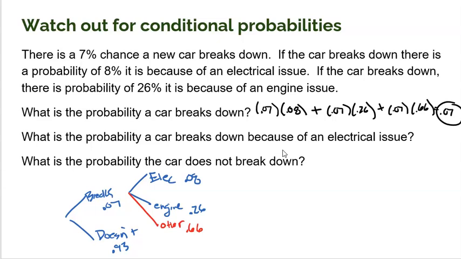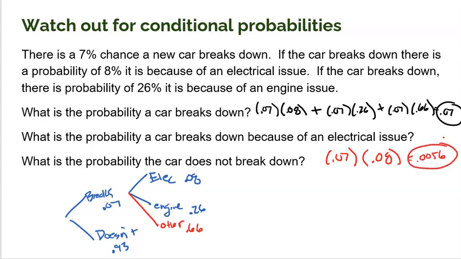All right, what is the probability a car breaks down because of an electrical issue? Now, this is very specific. This would be breaks down because of an electrical issue. It's got to break down first and then be because of an electrical issue. 0.07 times 0.08. And that would be 0.0056.